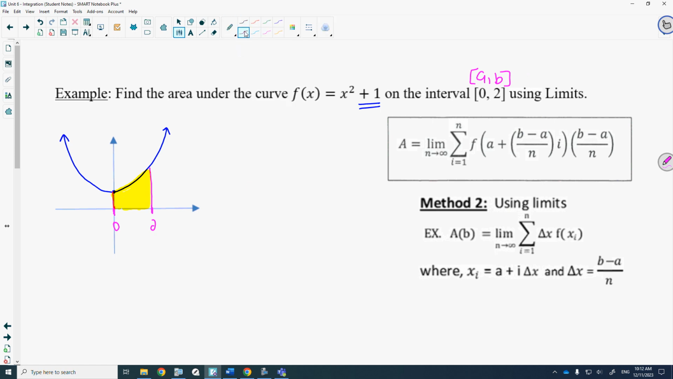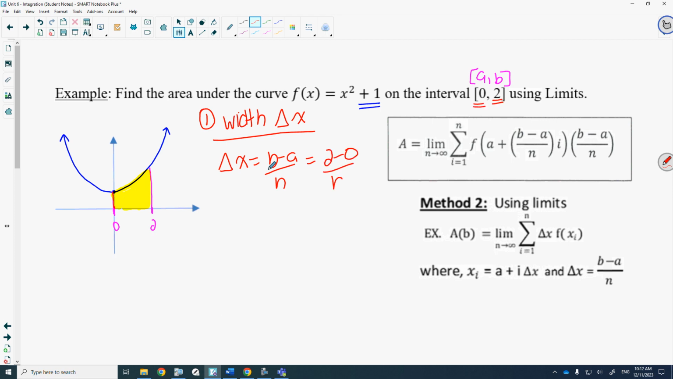So the first thing we want to do is find out what the width of one of my rectangles is. And width is represented by delta x. So the formula for delta x, in order to figure out the width of each rectangle, is b minus a divided by the number of rectangles. So 2 minus 0 divided by the number of rectangles. So 2 divided by the number of rectangles. So think about this for a second. If I have 2 rectangles, if n is 2, the width is going to be 1, right? So here's 2 rectangles. The width of each rectangle would be 1.